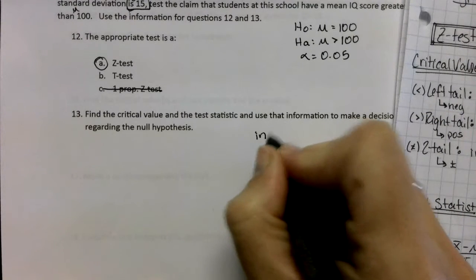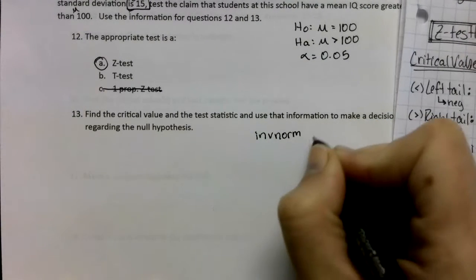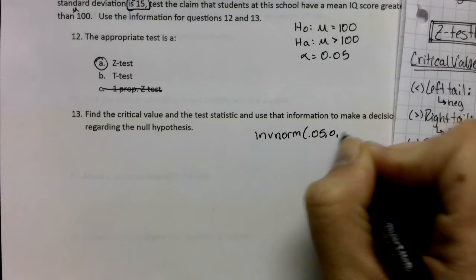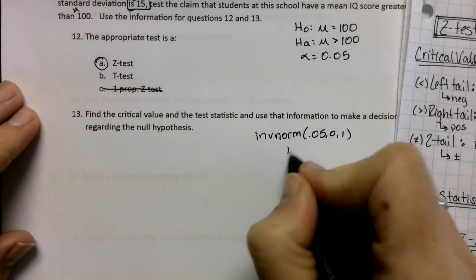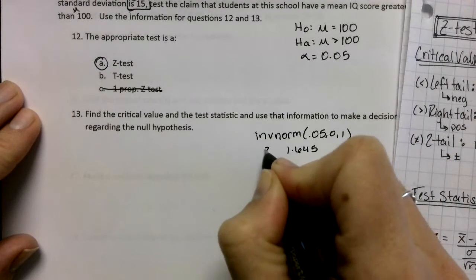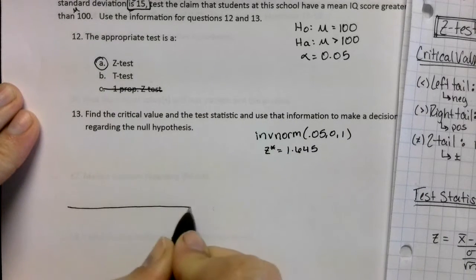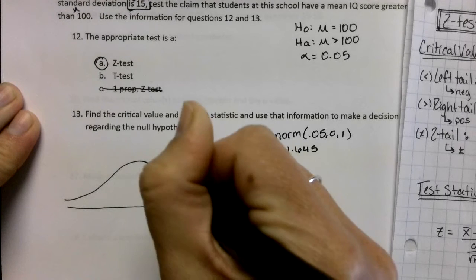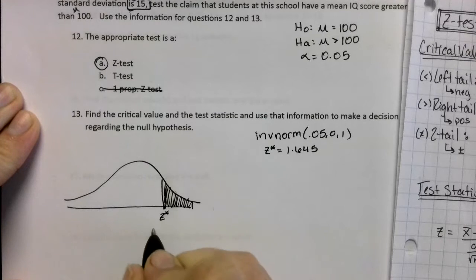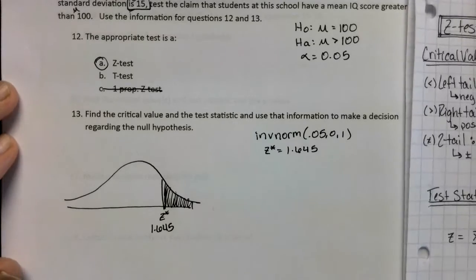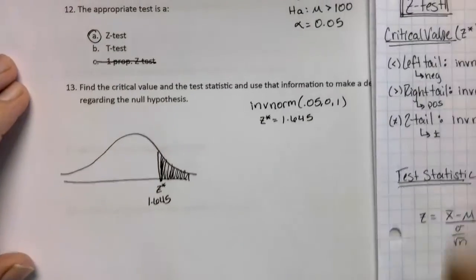So the first thing I'm going to do is inverse norm my alpha value, 0 and 1. Okay, so I get 1.645. So this is my Z critical. Okay, so anything to the right, since it's a right tail test, anything to the right is considered my reject region. So now what we want to do is we want to find the test statistic.